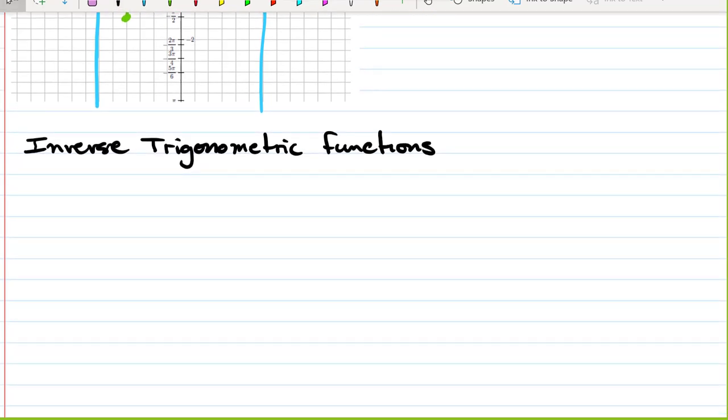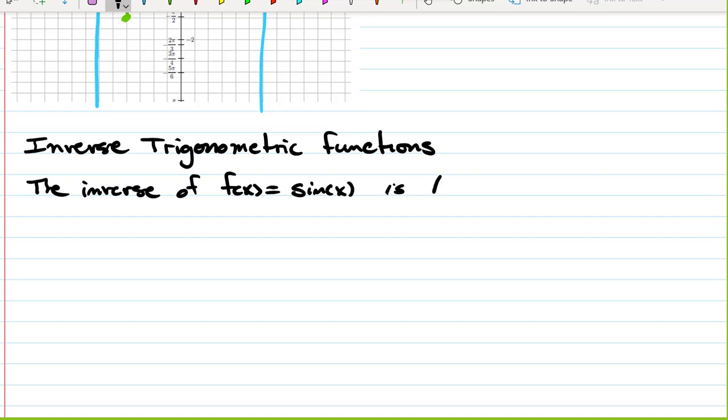So the inverse of f of x equals sine x is, and that's our notation for the inverse, f inverse of x is equal to the sine inverse of x.